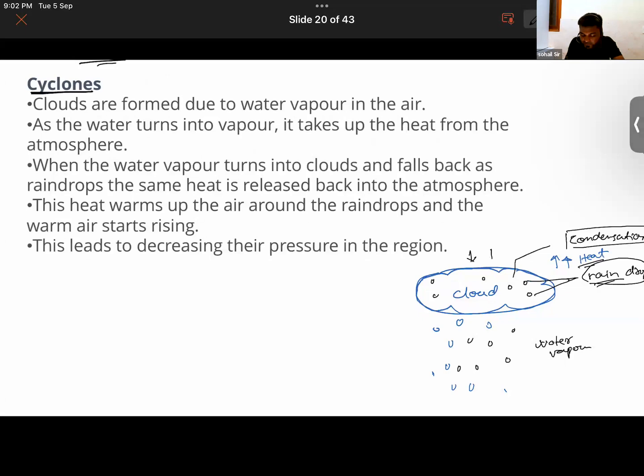The pressure will drop. Sundos, is it clear? I didn't understand. Okay, let me quickly revise it.